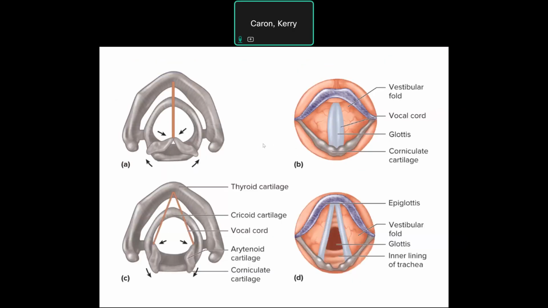Okay, here's a transverse view of what I was saying. Here is the thyroid cartilage in front, then the cricoid cartilage. You've got vocal cords in this picture. Vocal cords look like this. You have the epiglottis in purple, okay? The glottis, the hole, and the inner lining of the trachea.